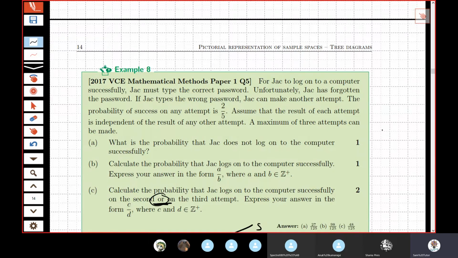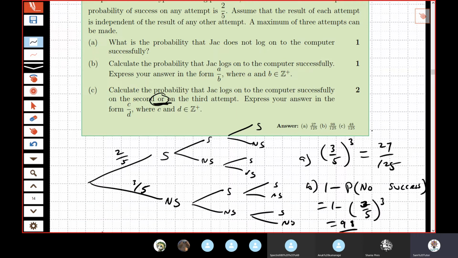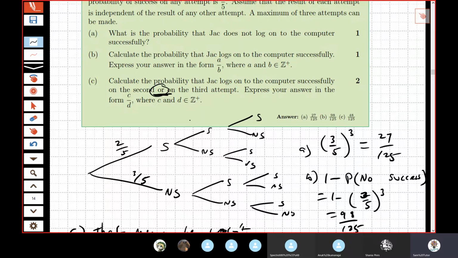So the way I would have drawn it would be something like this, roughly. So let's say success, not, and then not successful, successful, not successful, successful, not successful, and so on. You guys get the idea, I'm sure. And then what is the probability that Jack does not log on? That means not successful, and then not successful, and then again not successful, which would be 3 over 5 times 3 over 5 times 3 over 5, which is 27 over 125. Right? And then, anyone want me to explain that further?